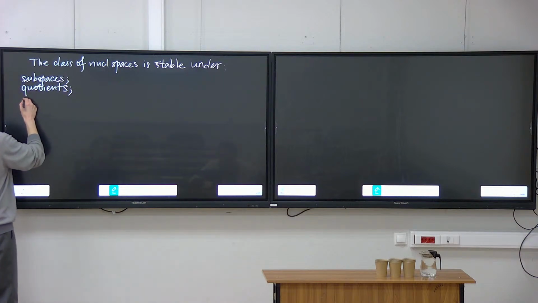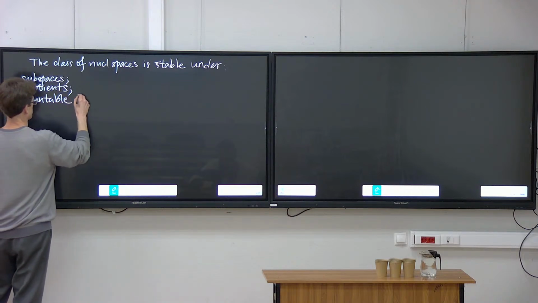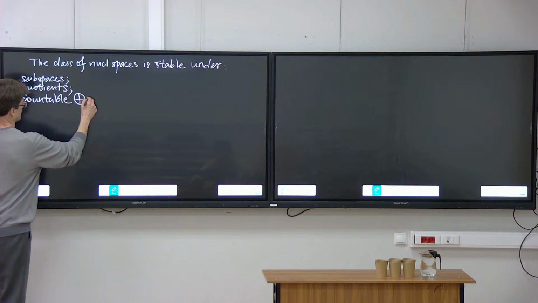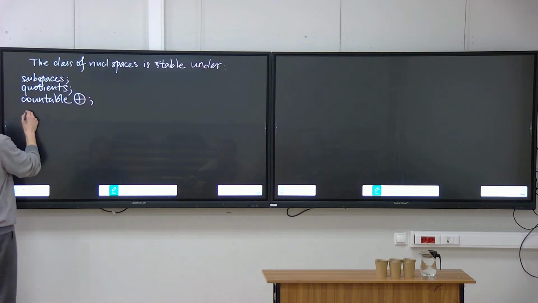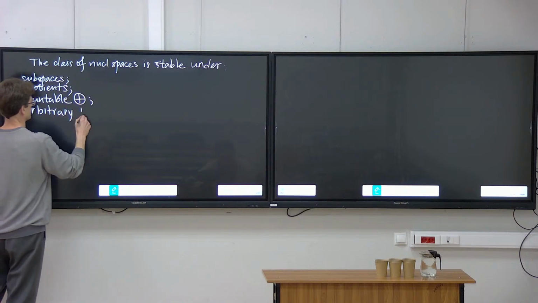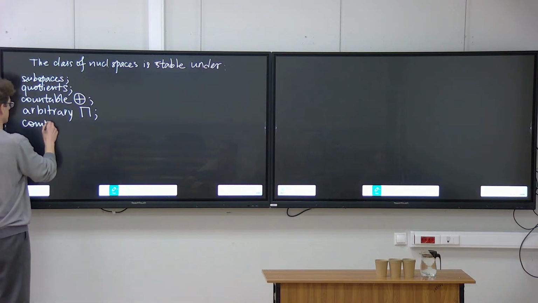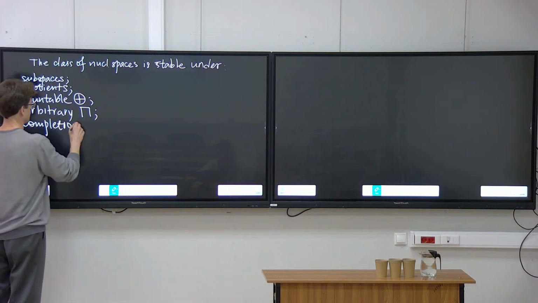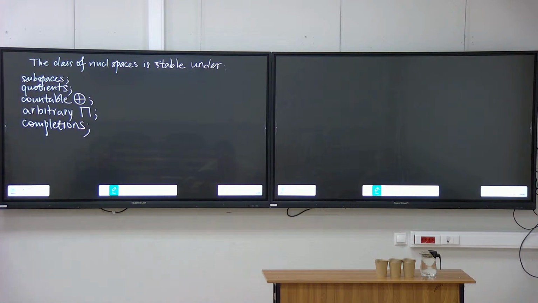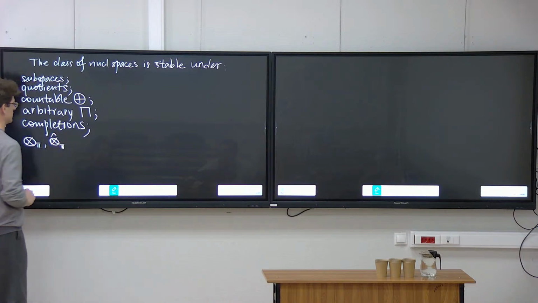It is stable under countable locally convex direct sums and under arbitrary products. It is also stable under completions. That is, the completion of a nuclear space is nuclear, and under the projective tensor products, both the uncompleted and the completed projective tensor products.